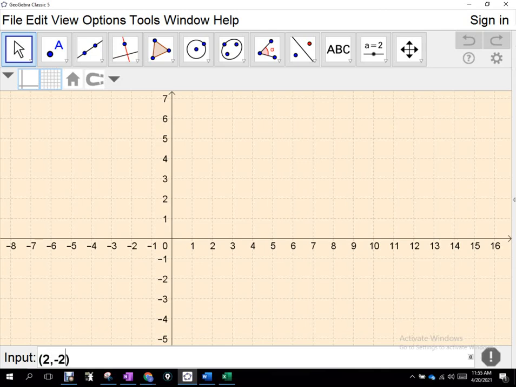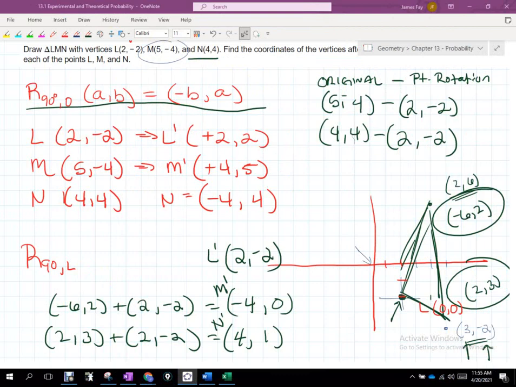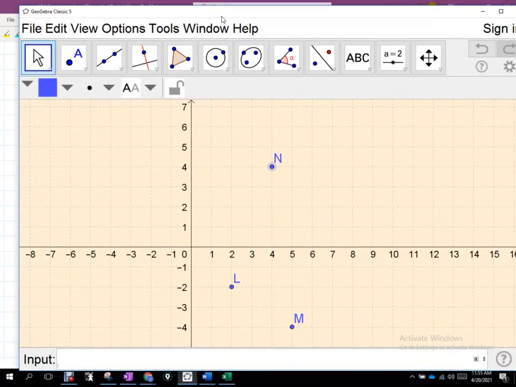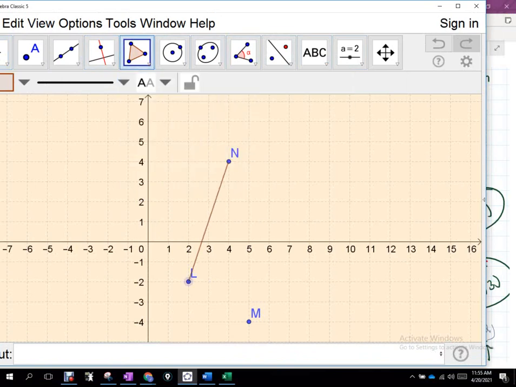If I go 2, negative 2, plot that point. That's L. And then M was at 5, negative 4. And N started at 4, 4. Okay. So these are the 3 ordered pairs that they're talking about.